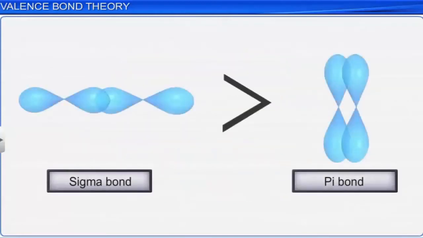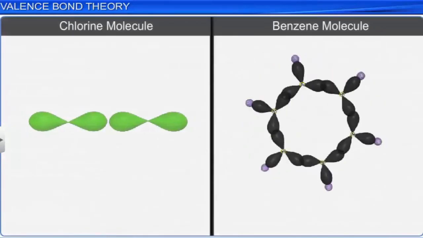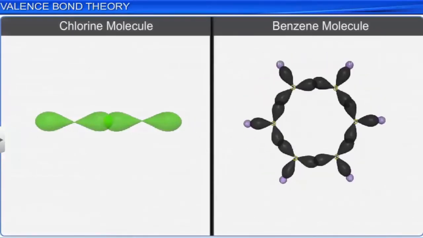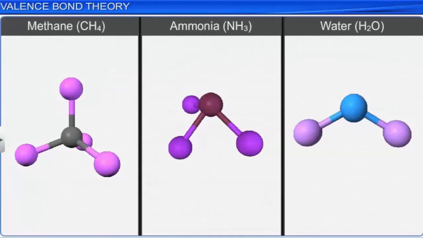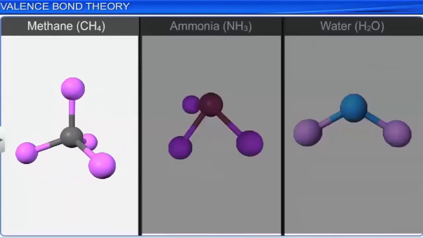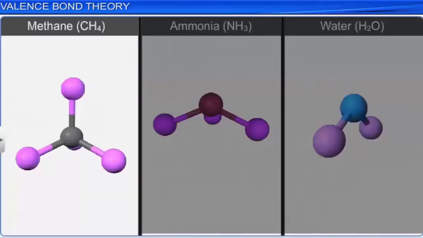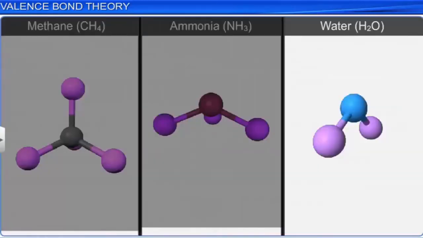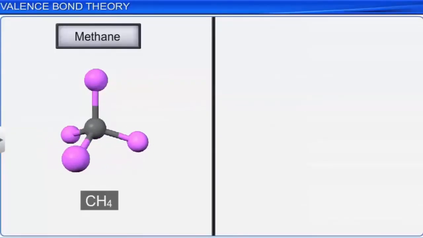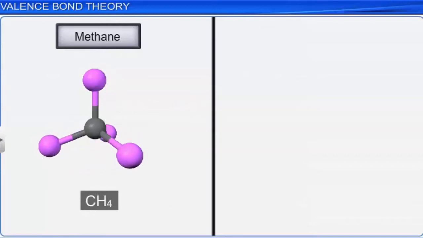The overlap criterion of orbitals applies equally to both diatomic molecules and polyatomic molecules. However, the valence bond theory fails to determine the actual shapes of polyatomic molecules, such as methane, ammonia, and water, which are tetrahedral, pyramidal, and bent respectively. Let us explain the above limitation by considering the methane molecule.